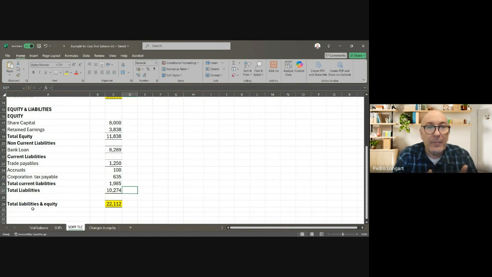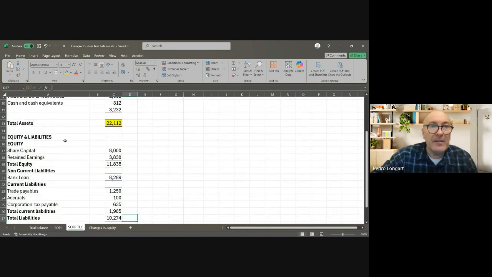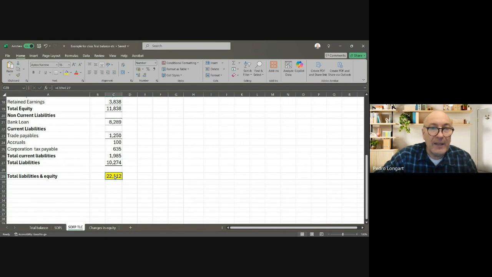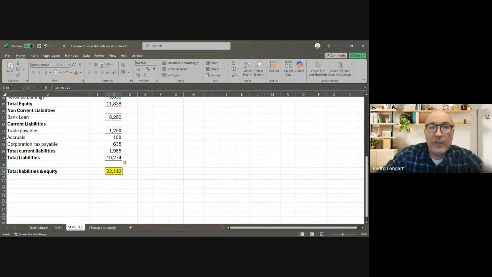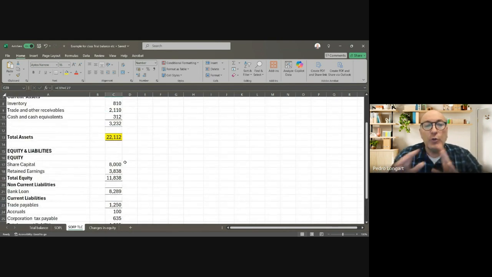The liabilities and equity is 22,112. Remember, assets equals liabilities plus equity, the basic accounting equation. I repeat, your total assets should be the same as the total liabilities and equity. If it is not the same value, there is something that you have done wrong in the statements of financial position.